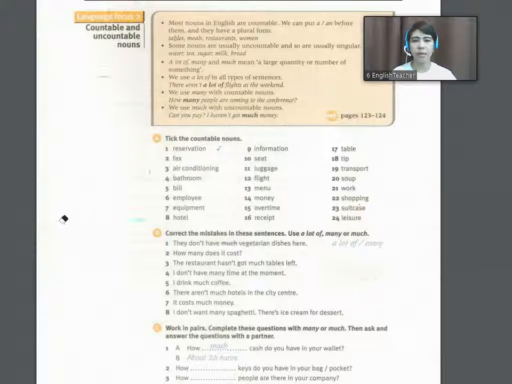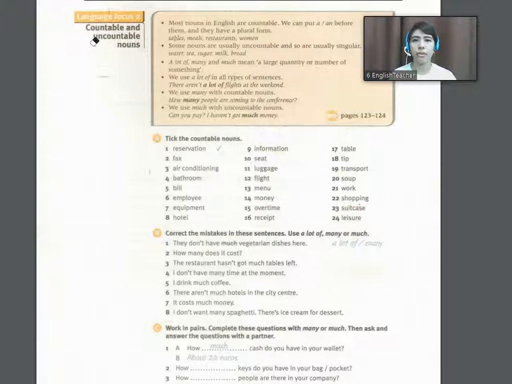Okay guys, this is the last part of our lesson. So let's try to answer letter B. Now what we're going to do, we have to correct the mistakes in these sentences. We have to use a lot of, many, or much. Again, we use a lot of in most types of sentences, many when we're talking about countable nouns, and much when we're talking about uncountable nouns. Okay, so number 1 is done for us. They don't have much vegetarian dishes here. So you can say they don't have a lot of or many vegetarian dishes here.